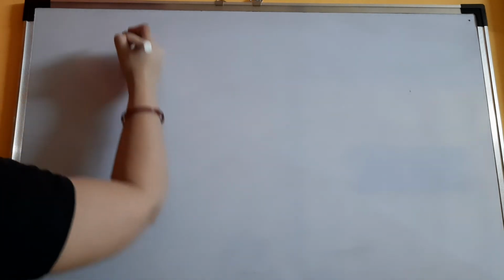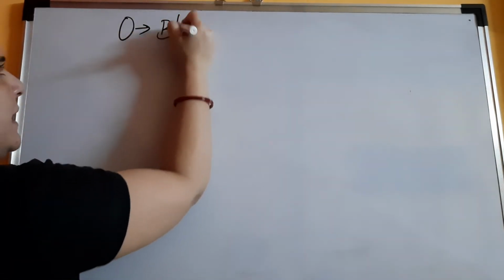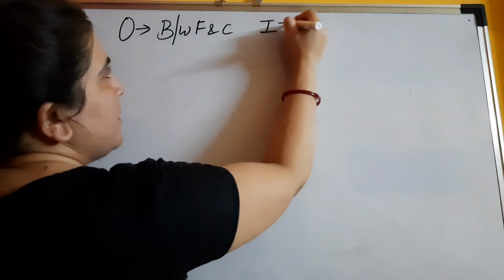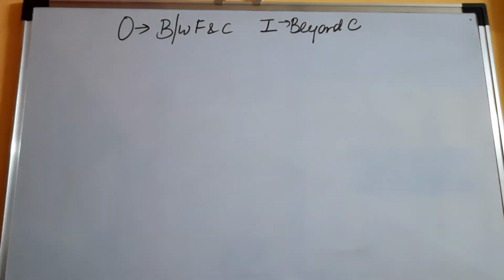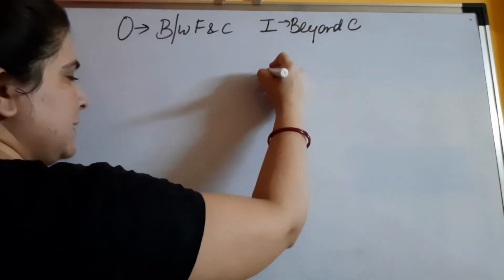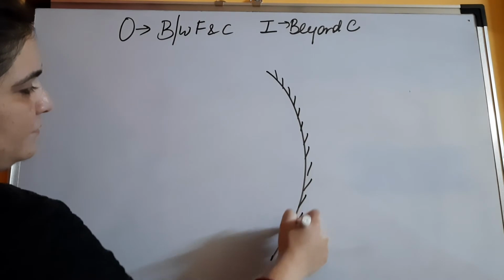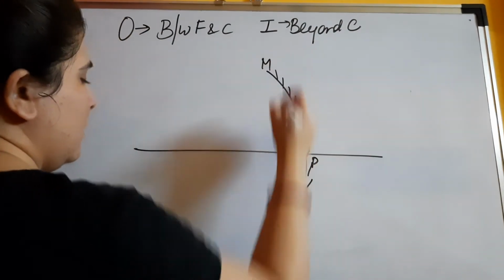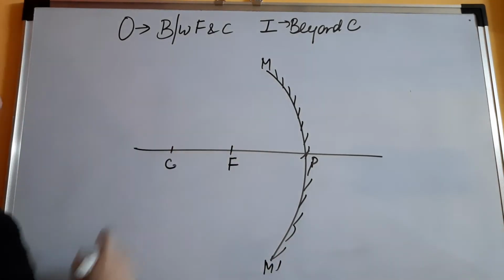The next case that we are going to take now is where we keep the object between F and C. The image you are going to get is beyond C. It's going to be enlarged, real and inverted. So let's say this is a concave mirror that we have taken. Pole, aperture, focus, center of curvature.